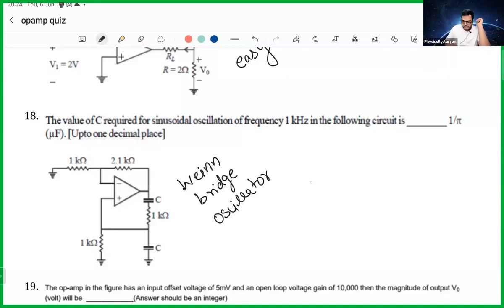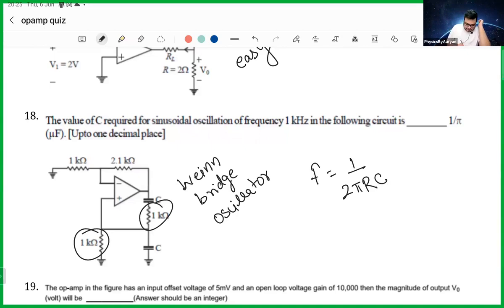We know the formula that F is equal to 1 by 2 pi RC. But we don't know what R and what C to take. So always take whatever is given in the feedback. What is given in the feedback? R is 1 kilo ohm for both. Luckily, it is 1 kilo ohm for both. But what if it is different? Which resistor would you choose? Even I don't know; I have to look at my notes to see which resistor to choose.